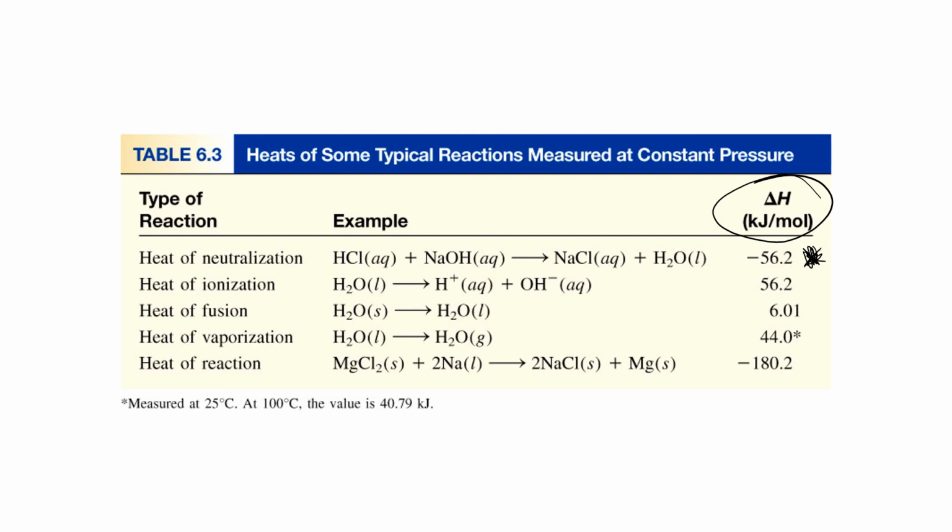Heat of fusion, that's freezing. We've seen this before. 6.01. So that's heat of fusion, solid to liquid. It goes both ways. We're either melting or freezing. If it's freezing, it's negative 6.01. Heat of vaporization, another phase change, liquid to gas. It's also positive. Endothermic, we have to absorb energy. And heats of reaction can be positive or negative, depending on what that reaction is.